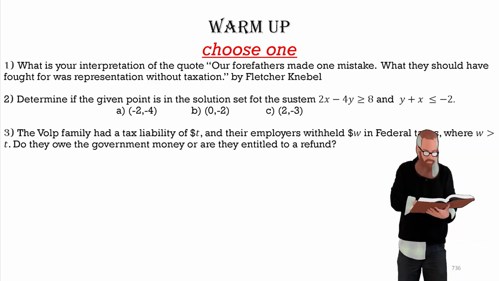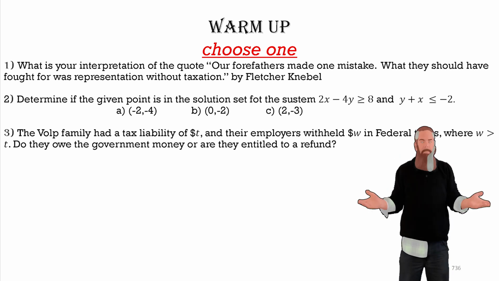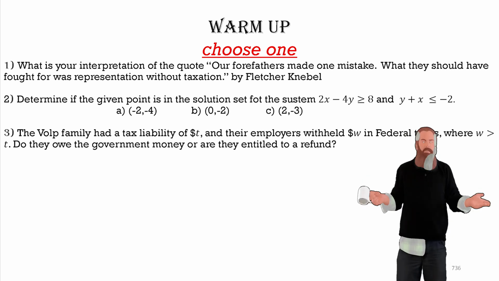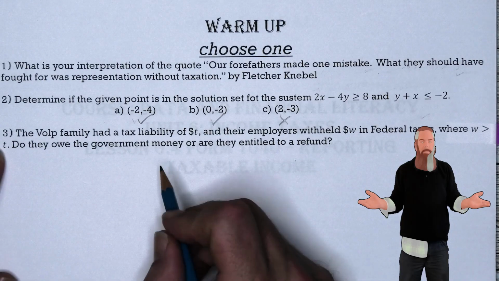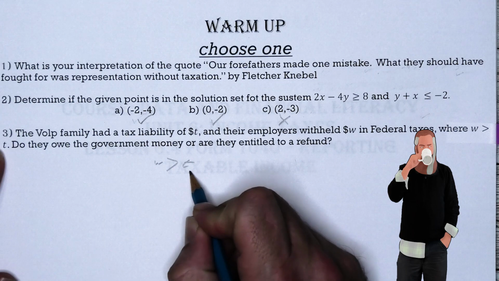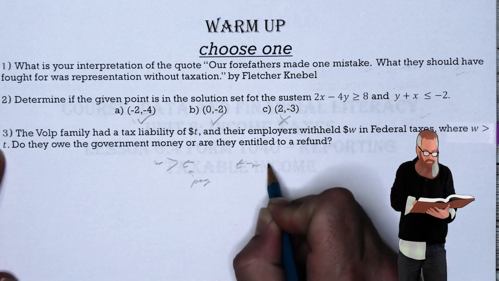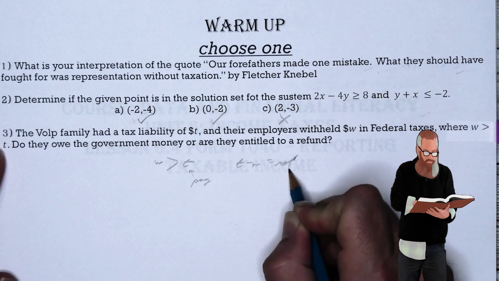Now let's take a look at a problem that you will be able to do by the end of this lesson. The Volpe family had a tax liability of T dollars, and their employers withheld W dollars in federal taxes, where W is greater than T. Do they owe the government money, or are they entitled to a refund? Well, they had W withheld, which is greater than T. Now, this is how much they had to pay, which means that W minus T would equal their refund.